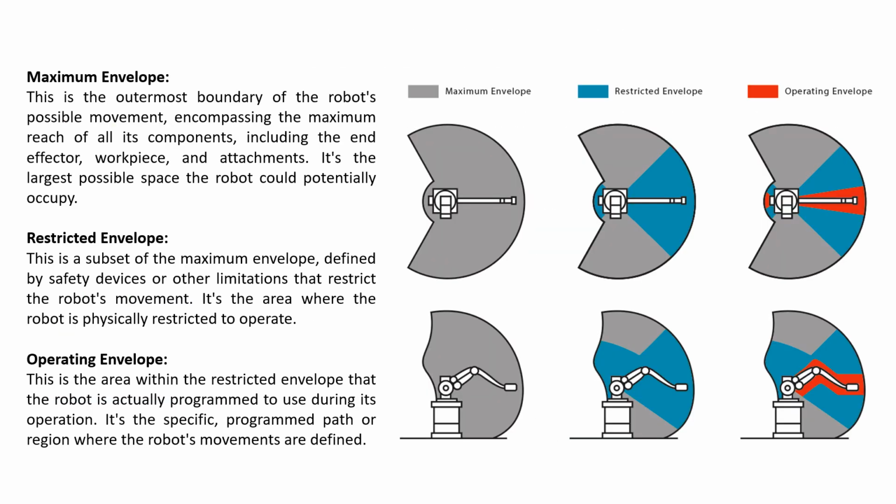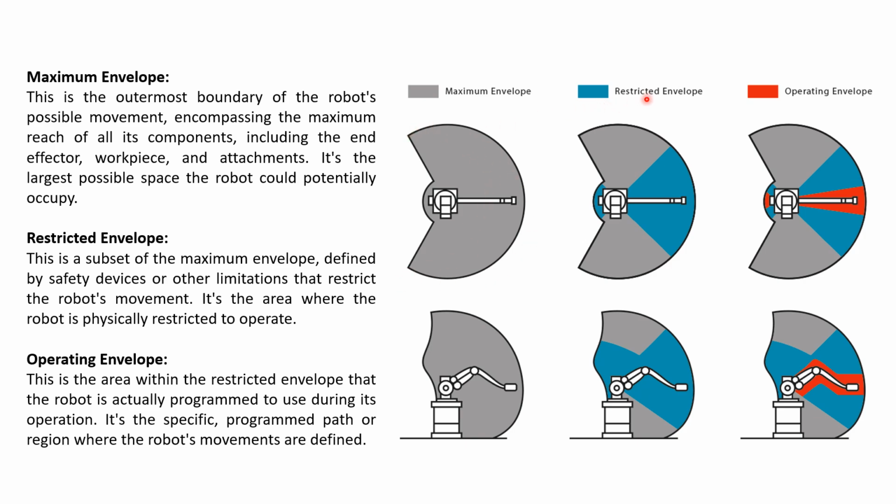Then comes, as we saw, the work envelope. The extension of that is the maximum envelope, restricted envelope, and the operating envelope. So what is the maximum envelope? This is the outermost boundary of the robot's possible movements. You can see over here, that defines the maximum envelope where the robot can reach. It's like the extreme positions where it can reach.